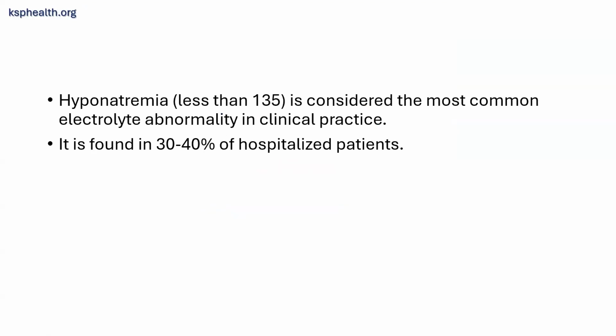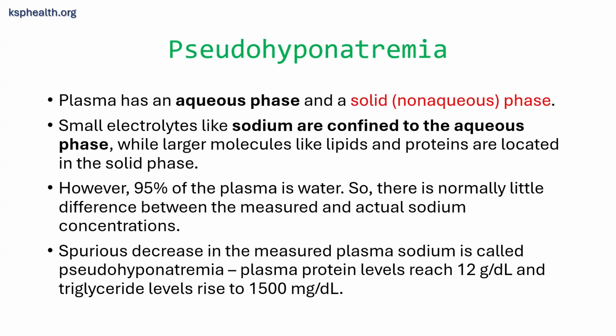Next is hyponatremia. This is the most common electrolyte abnormality in my practice. I am sure it is in all hospital medicine practice across the globe. It is found in 30 to 40% of hospitalized patients, irrespective of the etiology. So, before we talk about hyponatremia, let's talk about pseudo-hyponatremia.